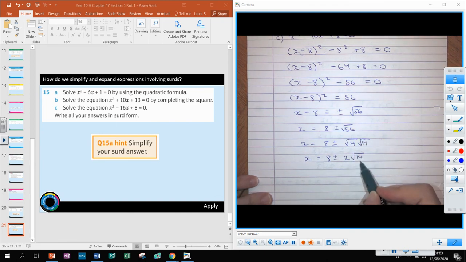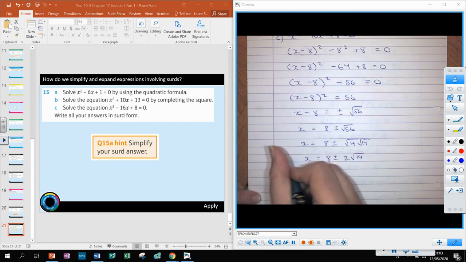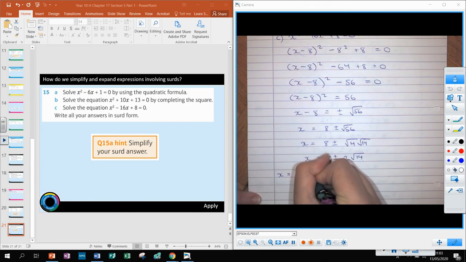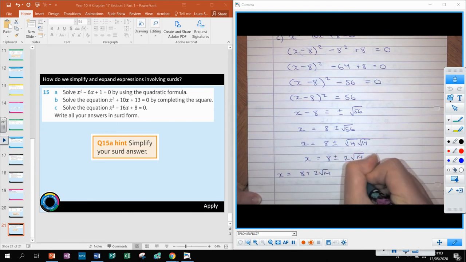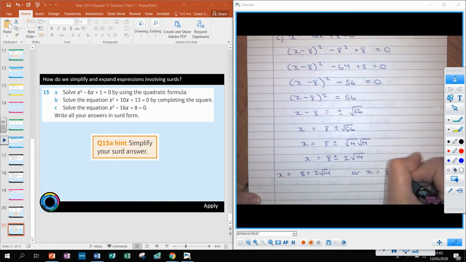Is there anything else I could take out? Well, not really, because 7 is a prime number, so it doesn't have a square root. 2 times 7, it's just not going to work, so I think we're stuck now. So it's fine, so therefore we can say that x equals 8 plus 2 root 14, or x is equal to 8 minus 2 root 14.